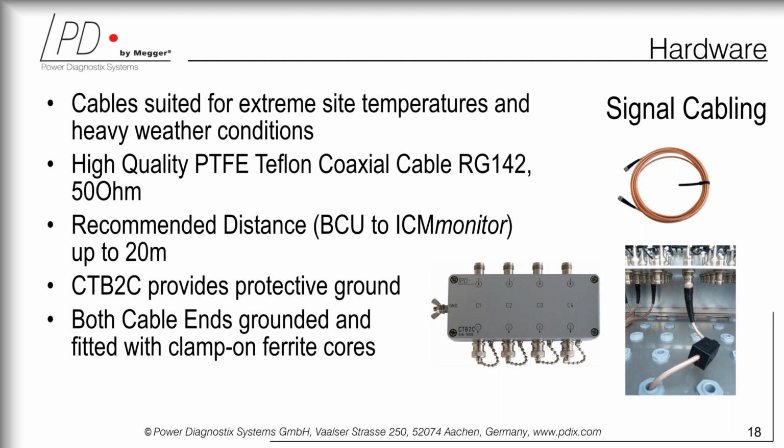The CTV2C provides also a protected ground, and of course these cables can go into a junction box that is shown. Both ends of the cable sometimes can be protected with additional ferrite clamp-on cores in order to avoid disturbances. Generally the cables are 50 ohm, and as I mentioned, for a wide variety of temperatures.